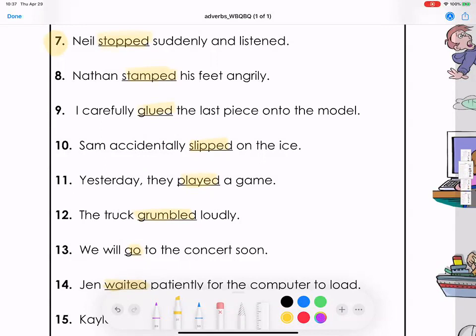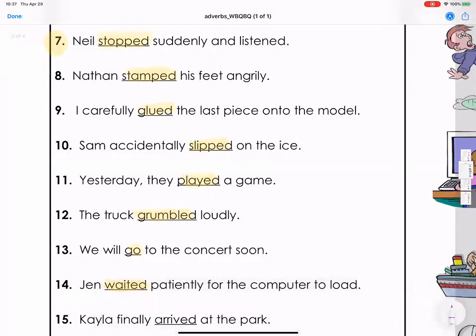Number 7. Neil stopped suddenly and listened. So what is our adverb here? Suddenly, very good. Imagine, guys, if we remove this adverb, does the sentence still make sense? Yes. But is this adverb valuable for our sentence? Yes, because stopping suddenly and stopping is different, right? So we have a new quality there that can help us understand something.